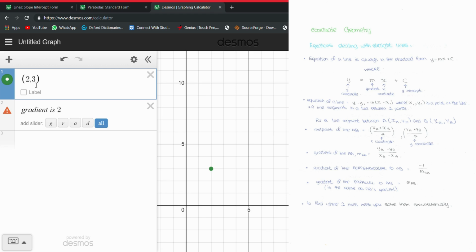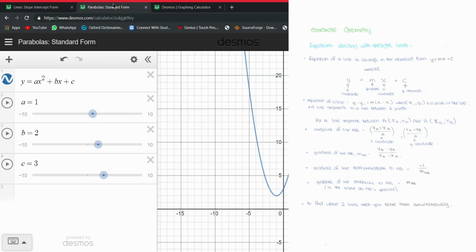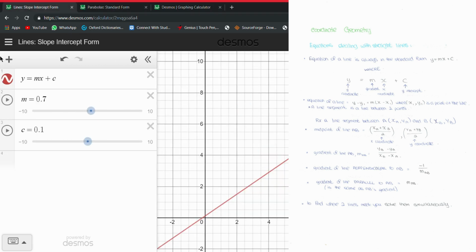So y is equal to 2x minus 4 plus 3. Bring the 3 across the equal sign. y is equal to 2x minus 1. So that would be your equation of your line. And let's say we put this in here.